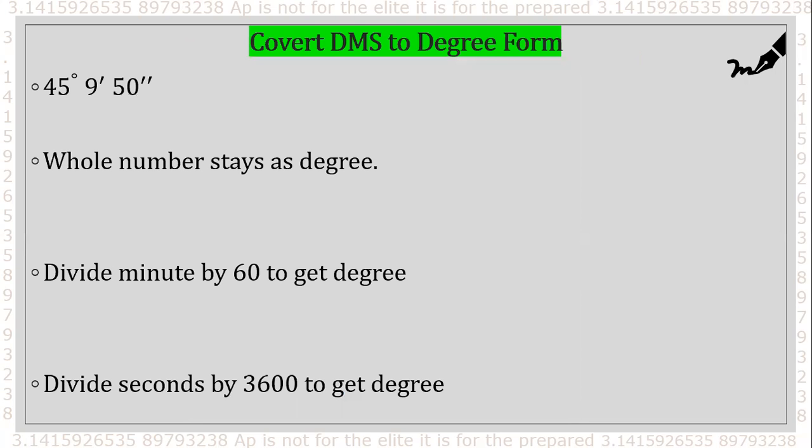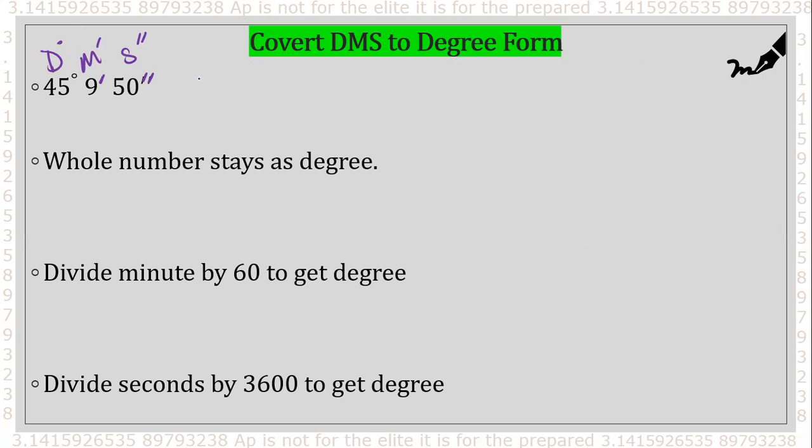Alrighty, so let's go ahead and begin. Let's look at what we have. We have 45 degrees, right? The symbol right here, this little circle, is our degree. We have 9 minutes and 50 seconds. They are denoted by these symbols right here, these little marks. So degrees, minutes, and seconds.